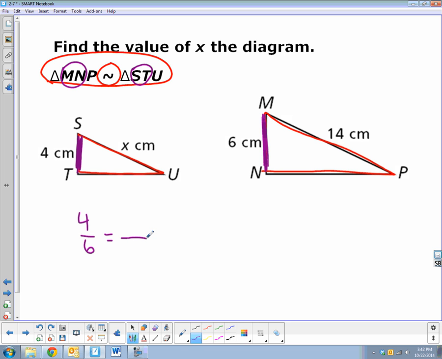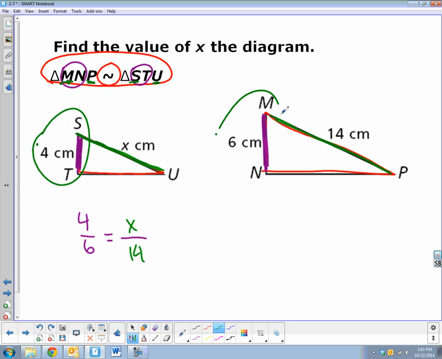Now, it appears that SU and MP also match up. In fact, if I look, SU is the first letter and the last letter, and MP, first letter and the last letter. So yes, SU and MP do match, which means I can set up a ratio with those two sides. Now I read from left to right before, so I have to continue reading from left to right. So I did 4/6. Now I'm going to do x over 14. And again, I got those from right here.